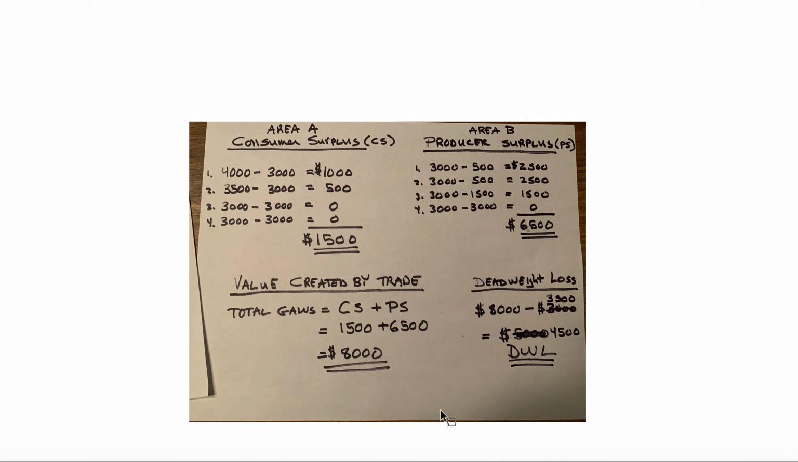So if we were to calculate that deadweight loss, it is 8,000 minus this 3,500, which is what we got with only one sale, producer and consumer surplus. So the deadweight loss in this market is 4,500. That's that shaded area. You can either calculate that shaded area, which should give you 4,500, or you can calculate total gains and subtract away remaining gains, and then you have deadweight loss.